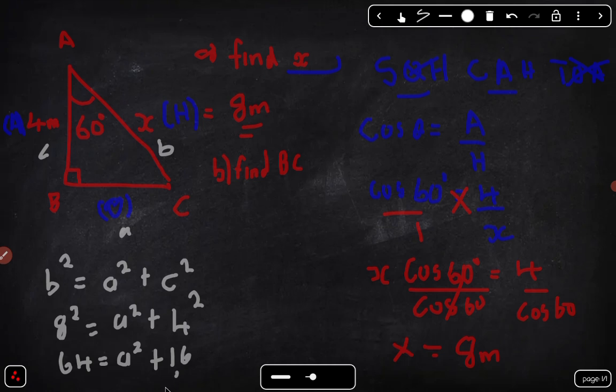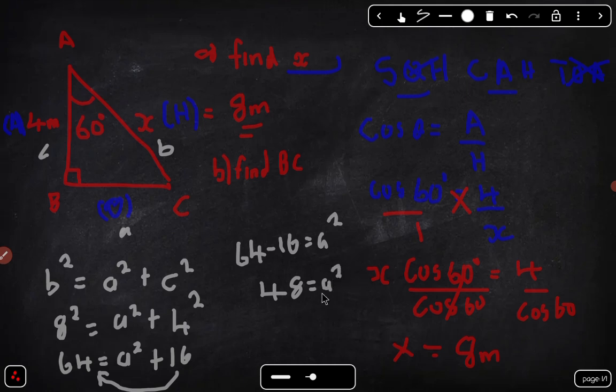So you can group the like terms. Take the 16 this side, but its sign will change. So you're going to get 64 minus 16 is equal to A squared. Now what is 64 minus 16? This will give us 48 is equal to A squared.